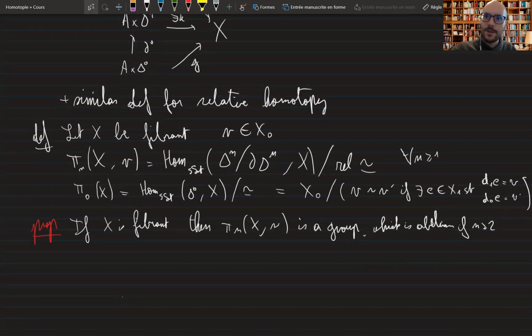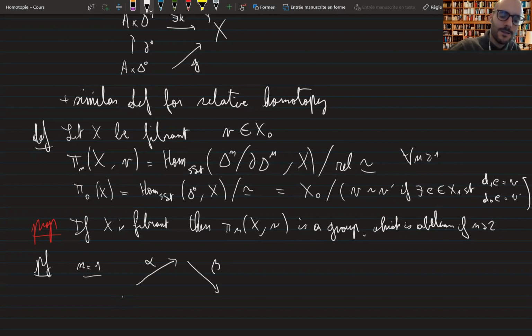And so the proof is very visual. Let's say we are at n equals 1. Then what is an element of this? It's an edge. You have some alpha and you have some beta, and you go from star to star to star, where star is the base point, or maybe I call it v. Well, to define the product, you just fill this horn. There exists a filling, and you take the missing face, and you get alpha times beta.